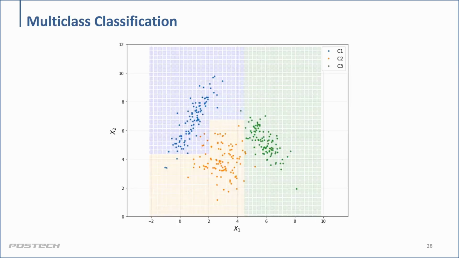And for multi-class classification problems as well, again, what you have to see is that all the boundaries are parallel to the axis. We cannot have a boundary like this in a decision tree.